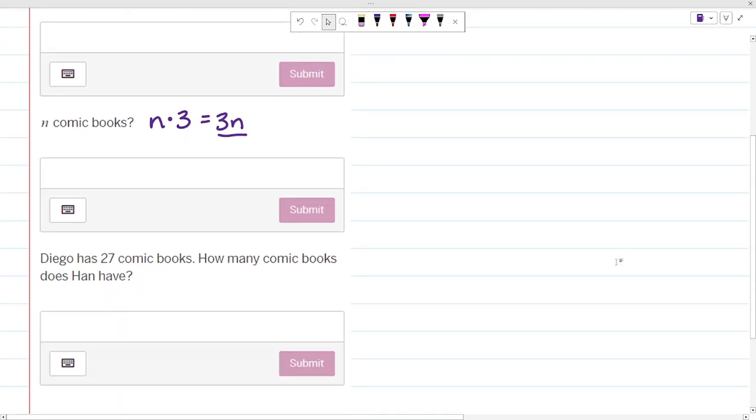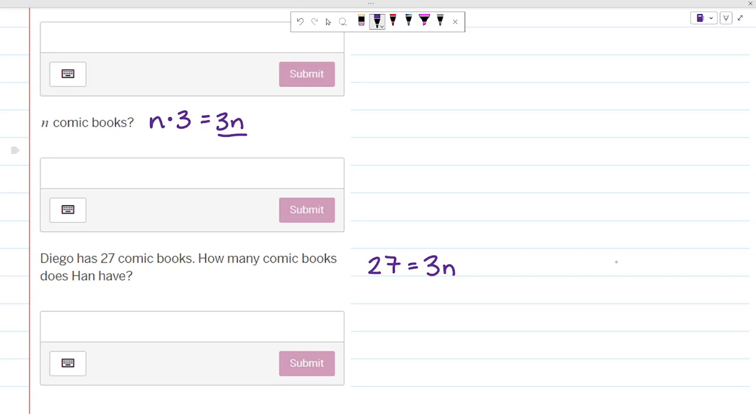Next, it says Diego has 27 comic books. How many comic books does Han have? So now we have 2 ways to think about how many comic books Diego has. Diego has 27 comic books, but we also know that Diego has 3 times as many comic books as Han. So both of these quantities represent the number of comic books Diego has, which means that they're equal. That's why we can write an equation like this.